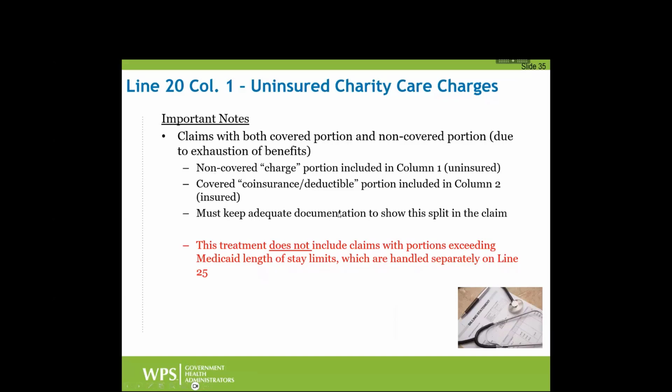Now, of course, we want to make sure they're reported properly, so you need to have adequate documentation to show how you decided on that split. But again, I just need to stress that you do not split the ones that had the Medicaid length of stay limit. Both parts of that claim, covered and non-covered, need to show up in column 2, which we'll see in a bit.